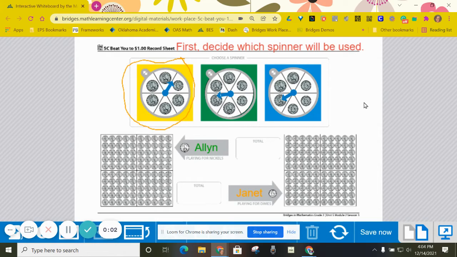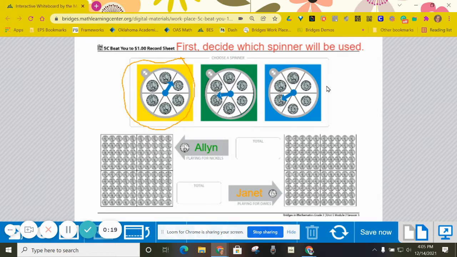These are the instructions for Workplace 5C, Beat You to $1. For this game, each player needs a pencil and a yellow highlighter or a red crayon. Players will share a record sheet, a die, and a spinner.